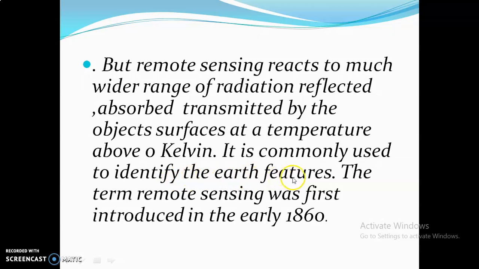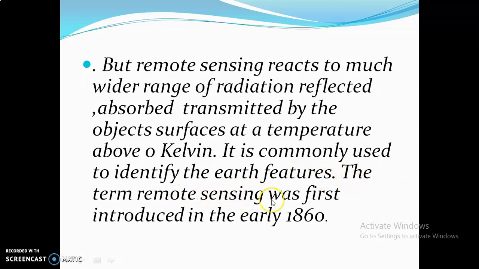It is commonly used to identify the earth features. So, for what purpose is remote sensing used? Remote sensing is specially used to identify the earth features, whether it is a plain or plateau or mountain or forest cover, or whether there are some minerals, or whether there is deforestation, or whatever it may be. For many purposes, remote sensing is used to identify all these objects or all these variations from a greater distance.